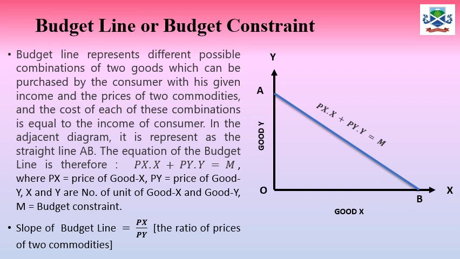When it is intersecting the y-axis, he is consuming only commodity y, and when it is intersecting the x-axis, he is consuming good x only, and y is 0. These are the two extreme points. Over here on the y-axis he is consuming only good y, not good x. And in between, any point on the budget line gives you a combination of two commodities, good x and good y.